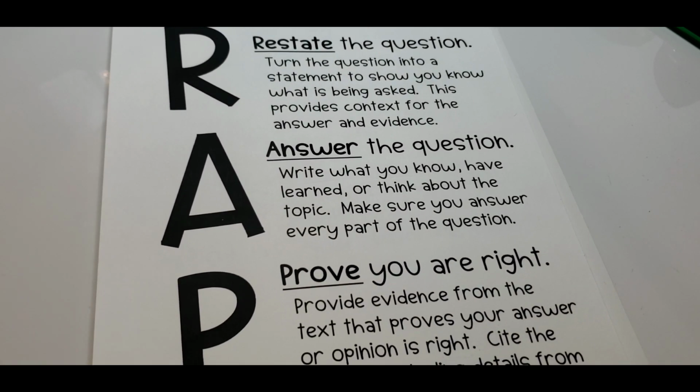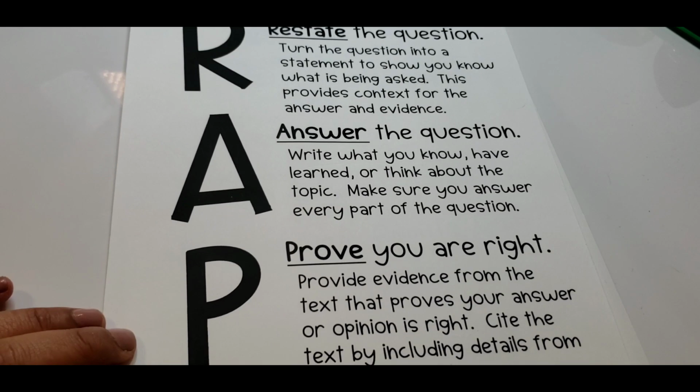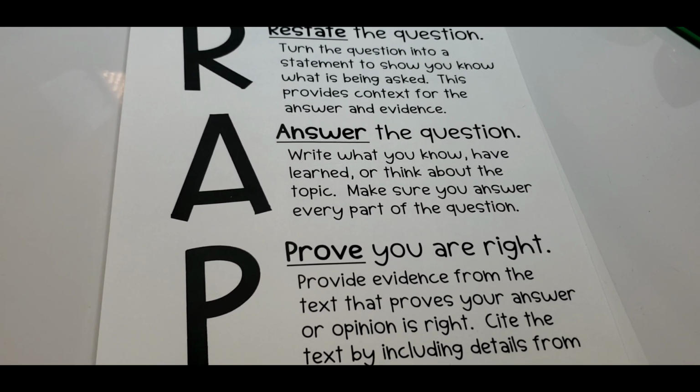A stands for answering the question, and that is where you're going to write down what you know or what you have learned or what you think about the topic, and that's going to help us make sure that you understand every part of the question, and you have to make sure you are answering every part of the question. And the P stands for proving that you are right. You're going to provide me with evidence, and you're going to prove that your answer is correct, okay? And that happens when you're going back to the text and you're underlining that evidence, okay?